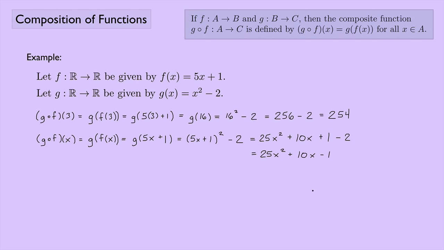Let's use this formula to see if we do indeed get 254 when we do g composed with f of 3. So it should work. Let's just double check. So this would be 25 times 3 squared plus 10 times 3 minus 1. Okay, 3 squared is 9. So this is going to be 25 times 9 plus 30 minus 1. And if you do this on a calculator, or if you do the arithmetic, you do indeed get 254. So the formula works. No big surprise there.